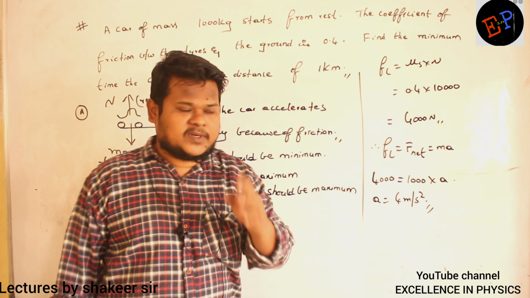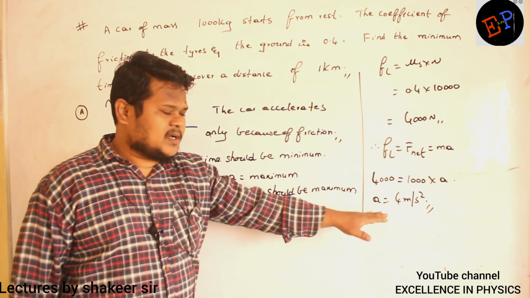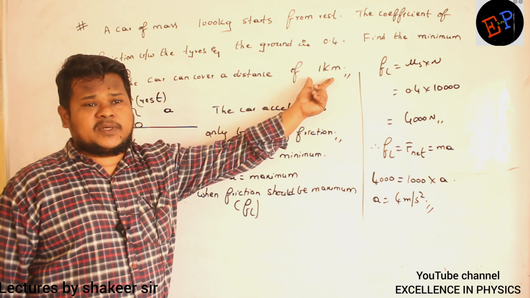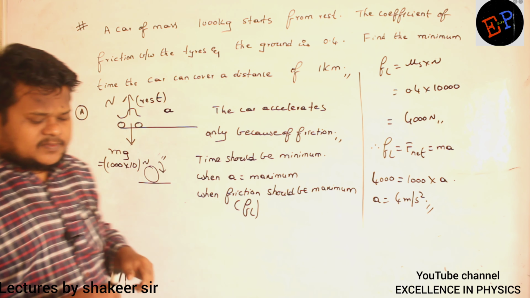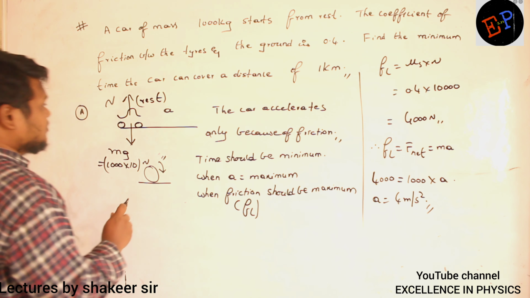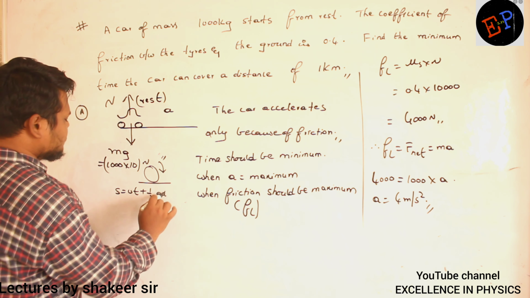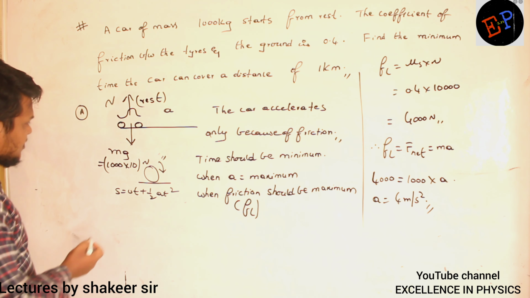two factors. No? Okay. So therefore, once I calculated acceleration, now can't I calculate the time taken to cover 1 kilometer? Which equation can I use? I can use the relation of kinematics. S is equal to ut plus half at square. That's all. So displacement is 1 kilometer.